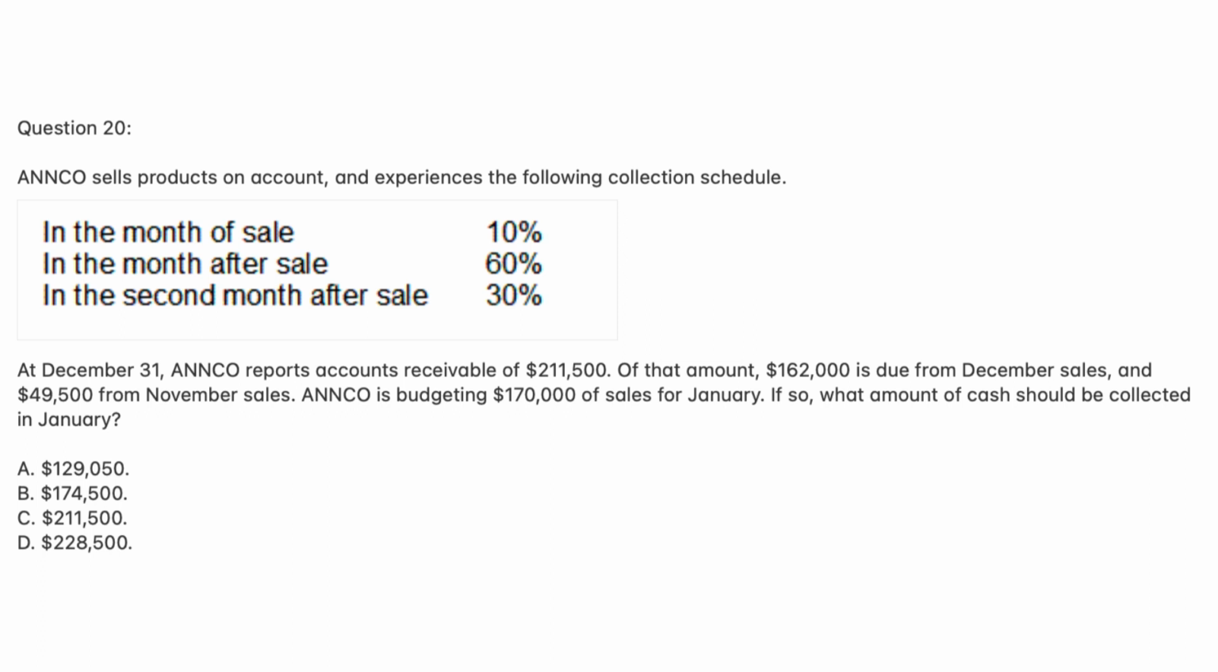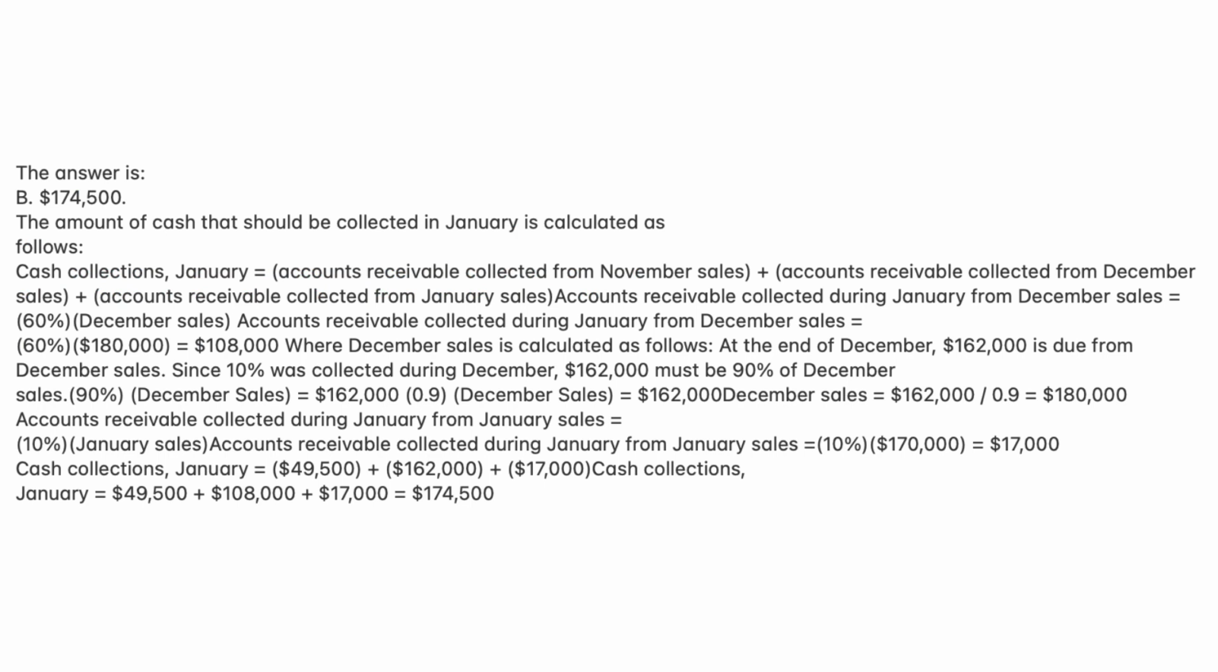A. $129,050. B. $174,500. C. $211,500. D. $228,500. The answer is B. $174,500. The amount of cash that should be collected in January is calculated as follows.